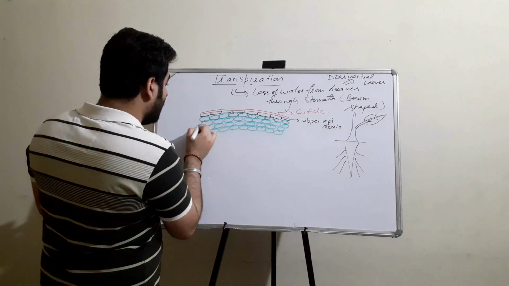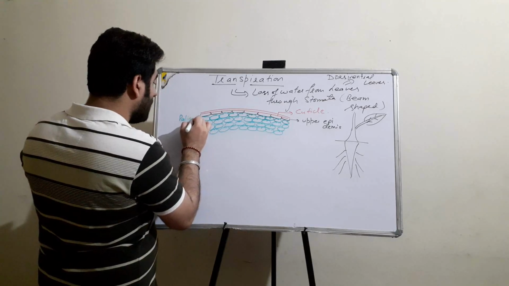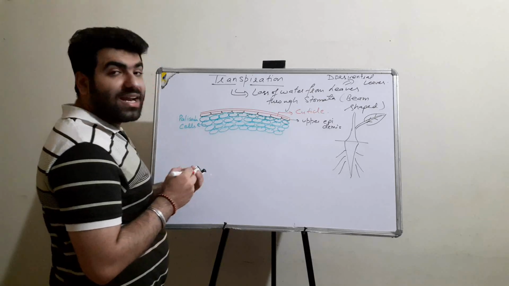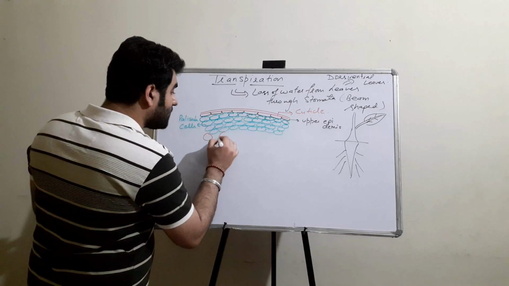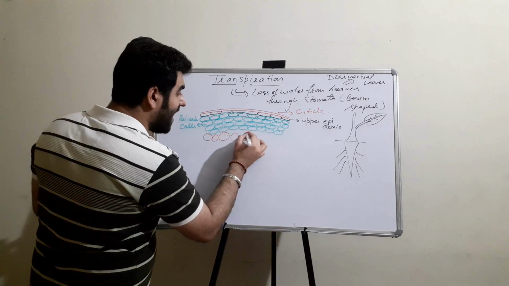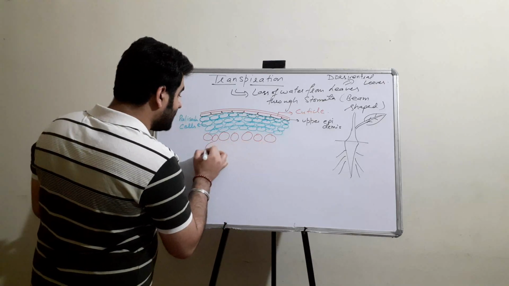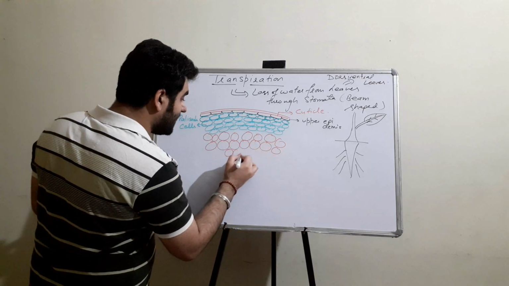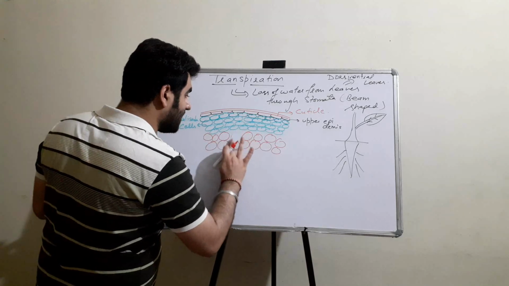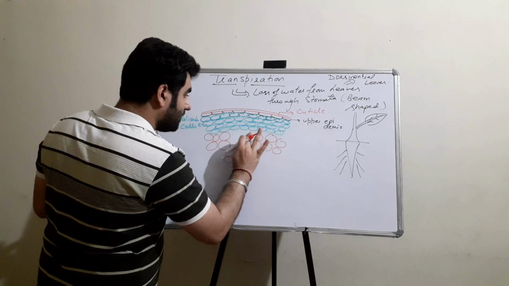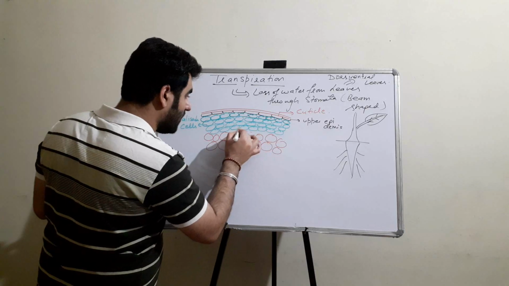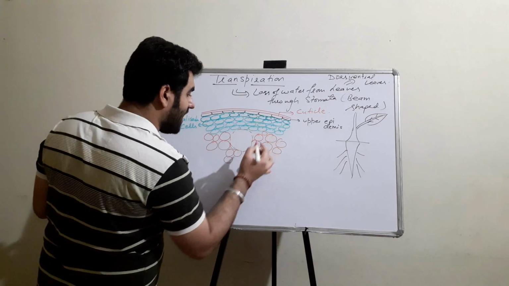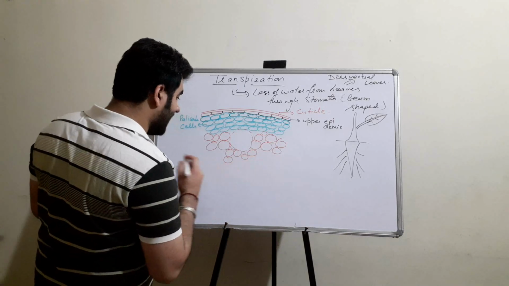Let me label it here. These are the palisade cells. Then there are spongy parenchymas. Those parenchyma cells are loosely packed, and there are some spaces present. Let me make some space over here. We'll discuss what this space is for. So let me make this space like this. Then there are cells, and these are all loosely packed cells.